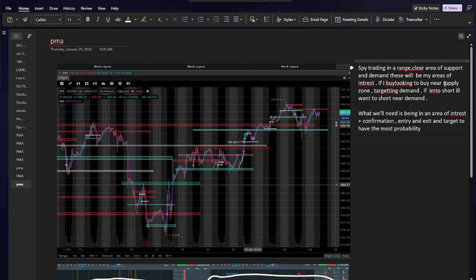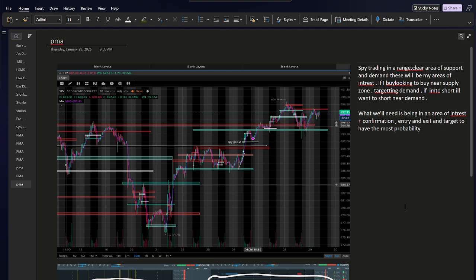If I buy, I'm looking to buy near a demand zone, targeting supply, and if I'm short, I want to short near supply. What we'll need is being in an area of interest plus confirmation, entry and exit, and target to have the most probability.